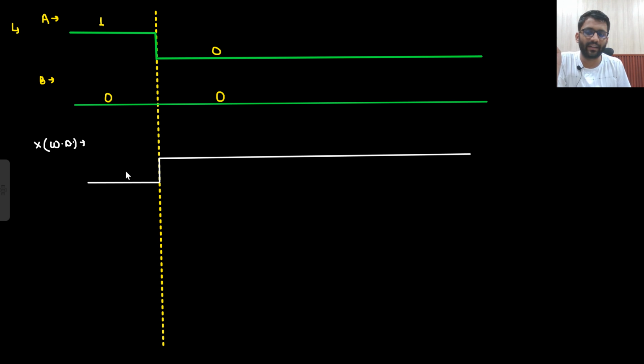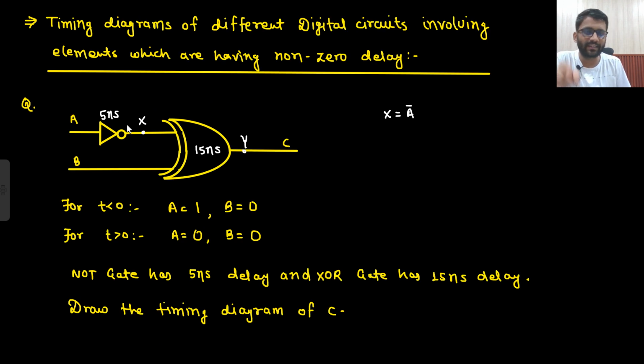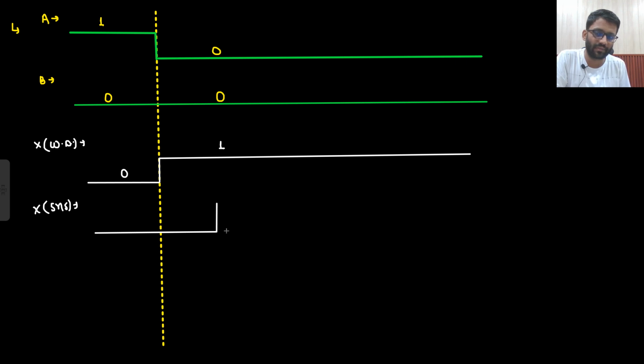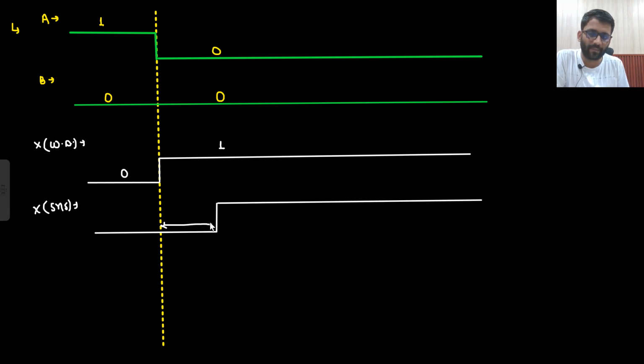Now I will check the delay. What I will check? I will check that X I will get after 5 nanoseconds. So there is a delay of 5 nanoseconds. So X after 5 nanosecond delay. So this waveform I will shift by 5 nanosecond. This waveform is shifted by 5 nanosecond.